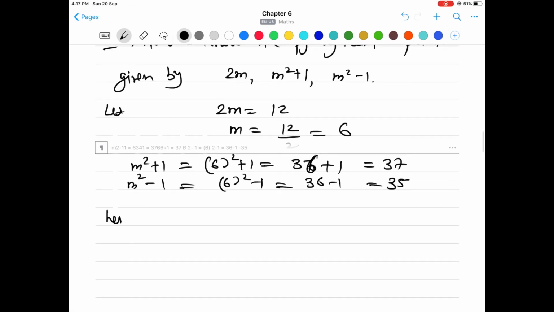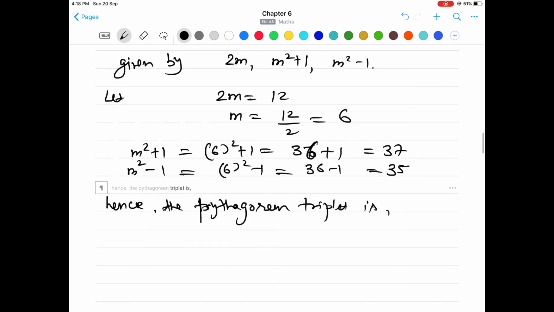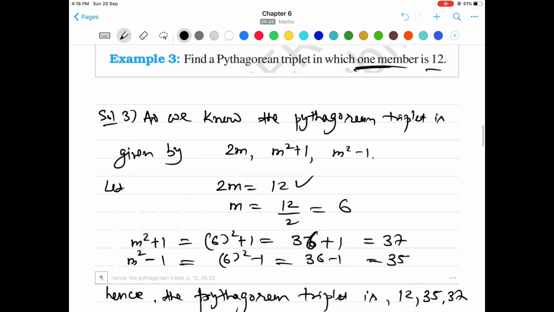So I'll write, hence the Pythagorean triplet is 12, which is this number, then 35 and 37. That's our answer. So the answer of question number 3 is that the Pythagorean triplet is 12, 35 and 37.